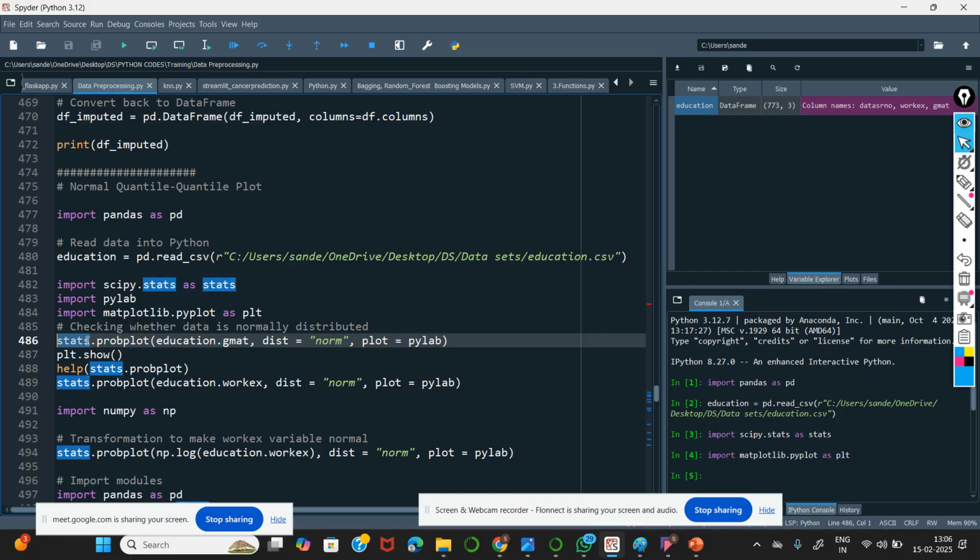Now from stats is nothing but the scipy.stats. From statistics, we have a plotting called probability plot, prop plot, probability plot. That is also known as QQ plot.